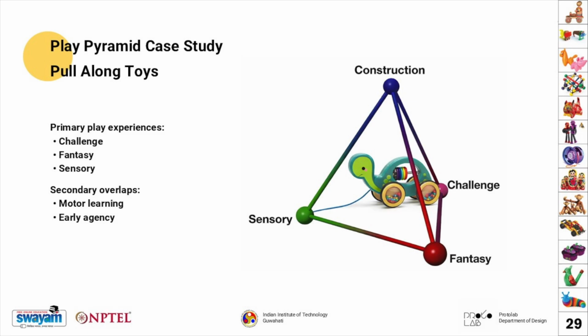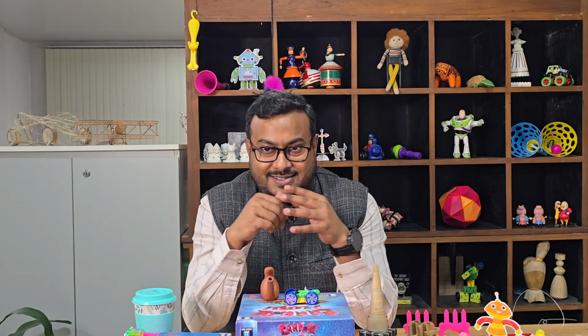There is also a strong sensory layer present: the rolling motion, the sound of wheels, the visual wobble, and sometimes moving parts provide continuous sensory feedback. This sensory stimulation keeps the child engaged and reinforces the joy of movement. So this toy sits mainly between challenge, fantasy, and sensory in the pyramid. This shows how even a very simple early toy can combine multiple play experiences without becoming complex.